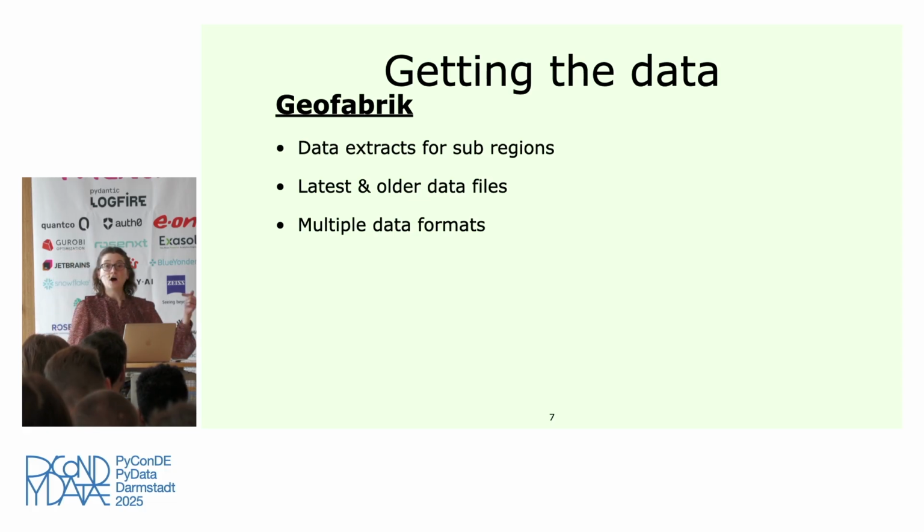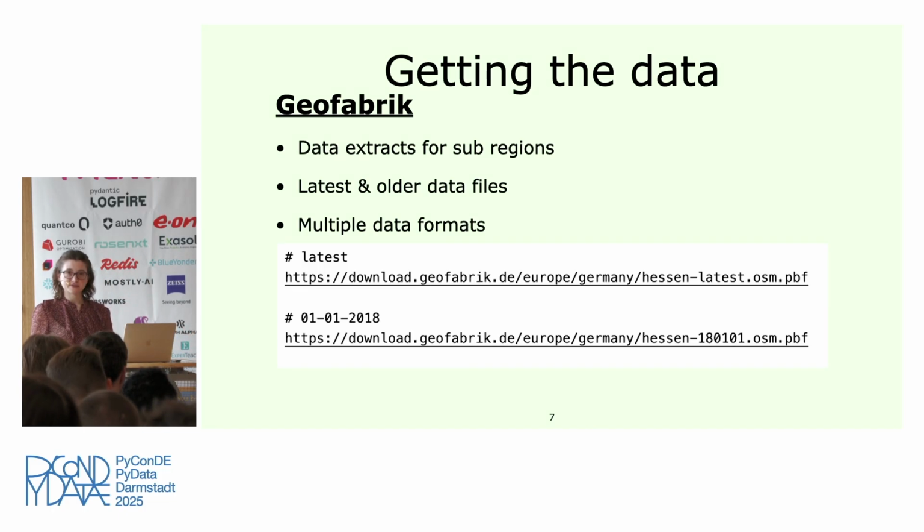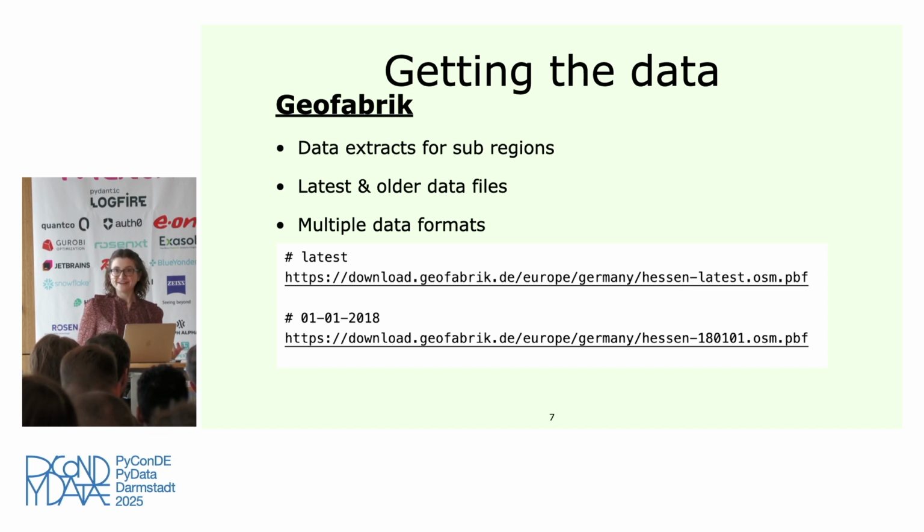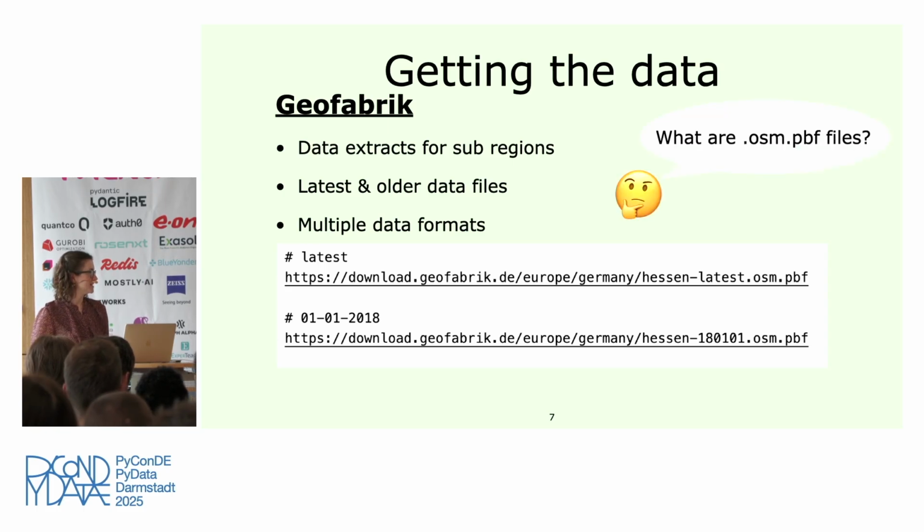Okay, cool. Also, I can get older snapshots of the database. Here, they provide historical snapshots from January 1st of the past years. So here's an example of how I would get this extract for Hessen using the latest data, or from the database snapshot on January 1st, 2018. Great. But what's going on here? .osm, .pbf, new format, who dis? I don't know what this is. How do I work with these things?